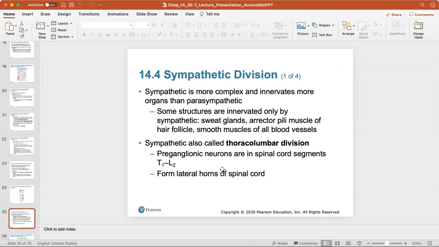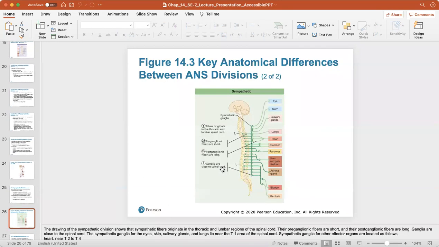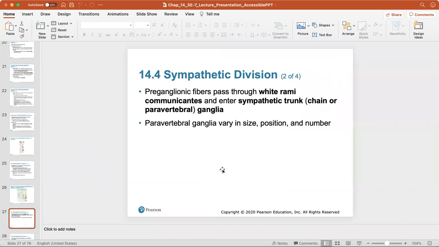Some structures are innervated only by the sympathetic, like your sweat glands, the erector pili muscle of the hair follicle, and then smooth muscles of all blood vessels. And the sympathetic division is called the thoracolumbar division because its nervous fibers will originate in the thoracic and lumbar regions of the spinal cord. And that you can see here. So here's a little more.